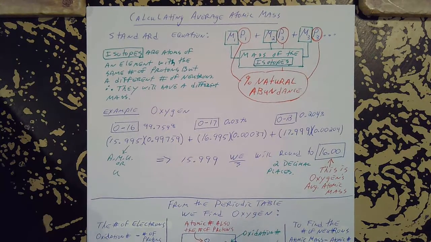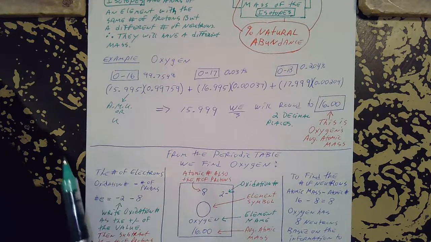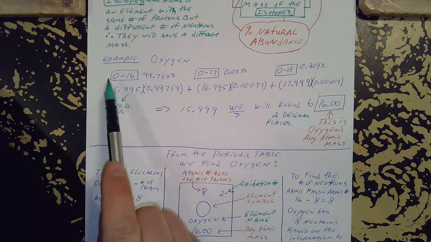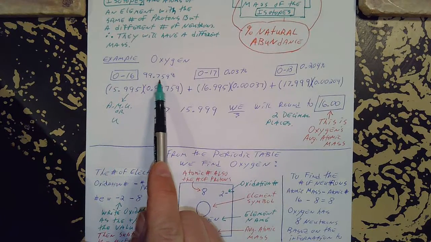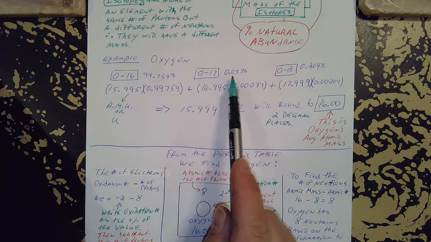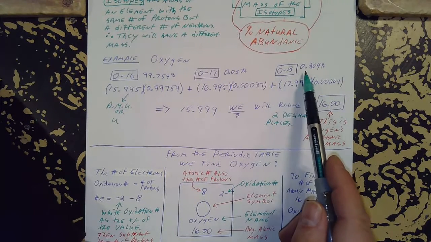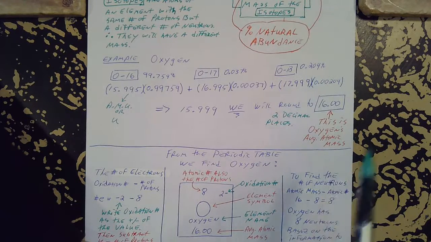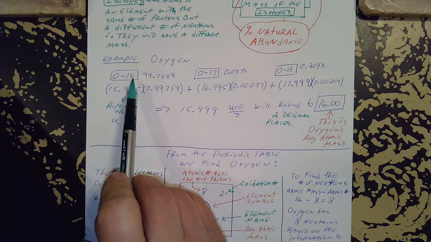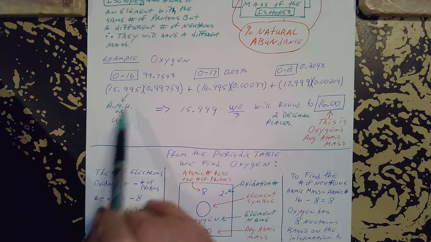Now, for doing the calculation, the example that we're going to use is oxygen. So on this planet, we have 3 isotopes of oxygen. O16, which is 99.759% natural abundance. O17, which is 0.037% natural abundance. And then O18, which is 0.204% abundance. So we're going to do the calculation out. The mass for O16 is 15.995 atomic mass units, or u.